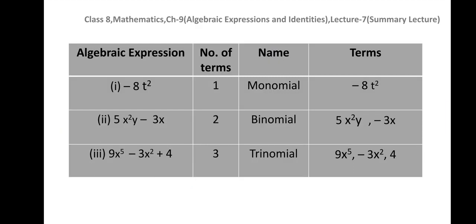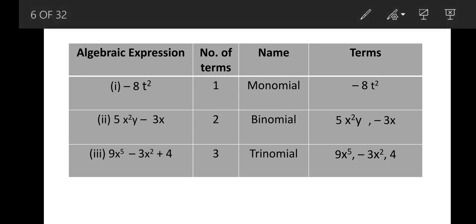Now, let us see this table and we will come to know the terms and how many terms are present. According to that, I have given the name to the algebraic expressions as we have learnt the various types of algebraic expressions. First is minus 8a square. Number of terms: 1. So, if an algebraic expression has only one term, what is it called? It is called a monomial, and the term present is minus 8a square.